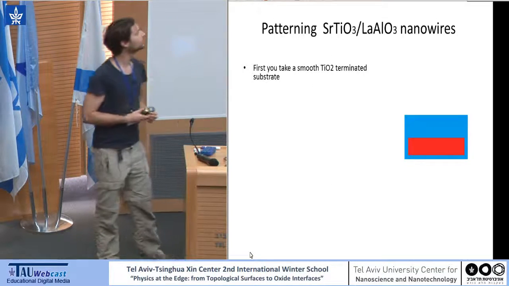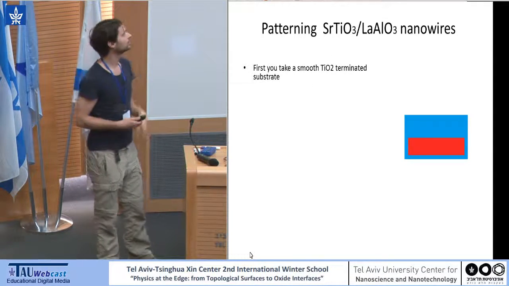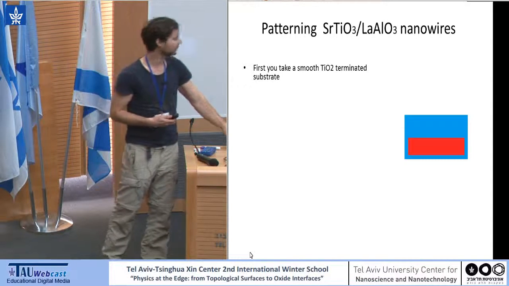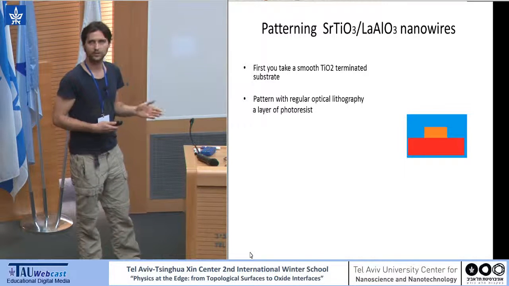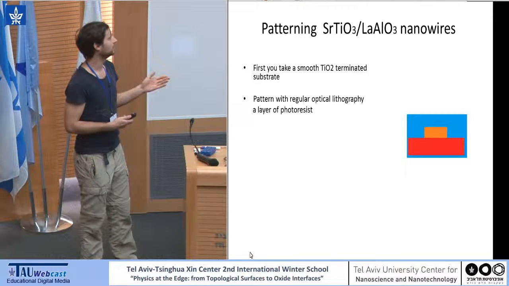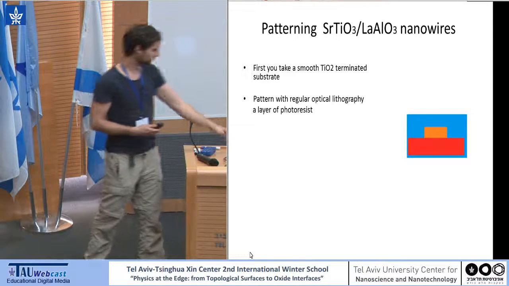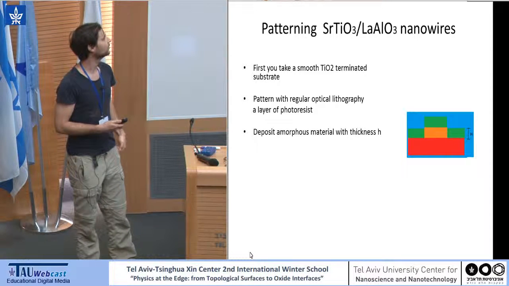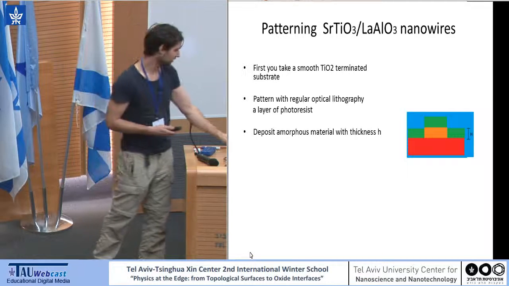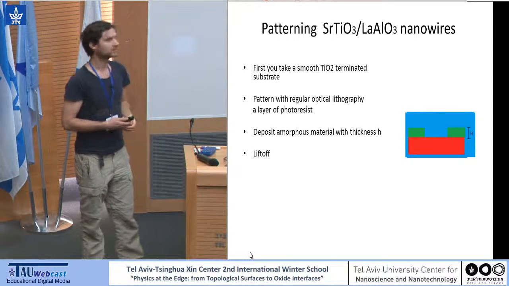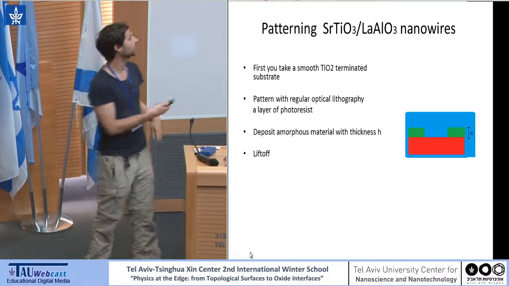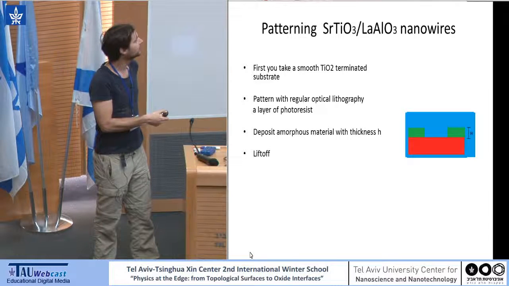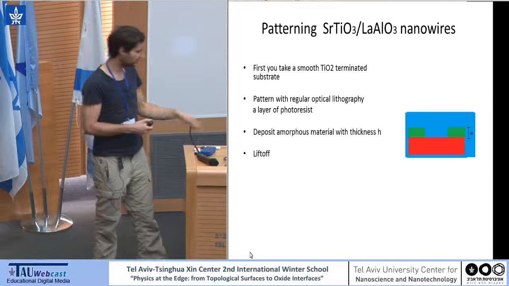So the first way I did that was to make the nanowires. First, I started with the TiO2 terminated SrTiO3 substrate. Then you can do that with regular optical lithography. You can pattern it with some pattern. Then you go to your PLD and deposit at room temperature some amorphous oxide with a thickness we can call H. Do a standard liftoff procedure, and then you have your amorphous pattern over there in green. And here you still have your bare SrTiO3 substrate.